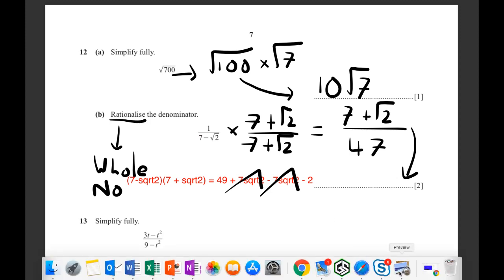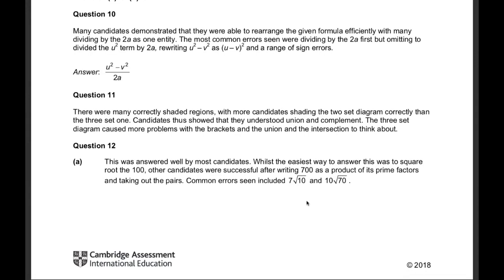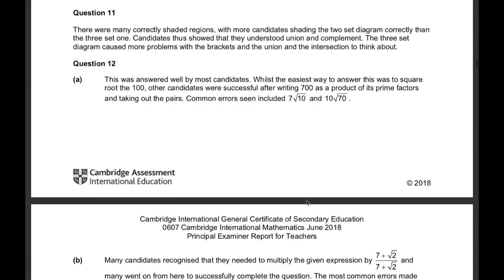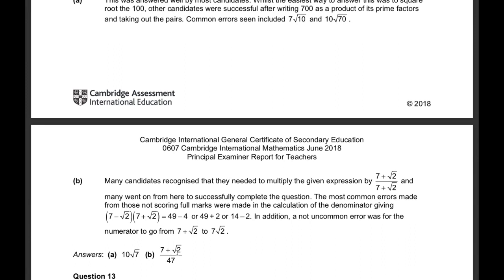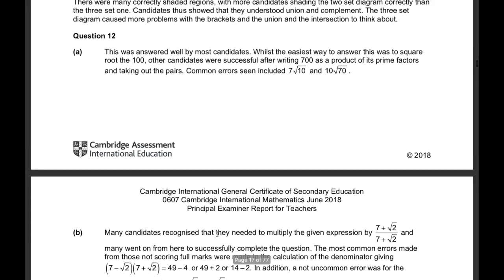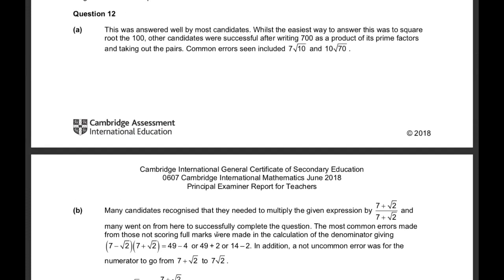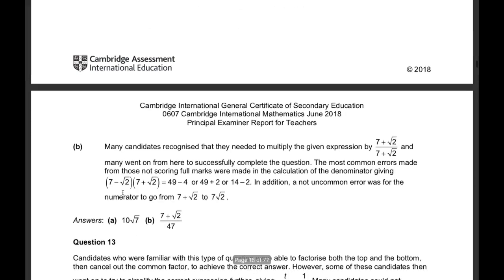Okay, mark scheme, always checking. So we get 10 root 7 and 7 plus root 2 over 47. Some people multiplied by the plus version. It's a common mistake made. Or just to multiply by 7 root 2. That's also a common mistake as well. And yeah, writing these the wrong way round, that is quite common. Or writing it like this, which is not fully simplified. That is also a good point, or just wrong in that case actually.